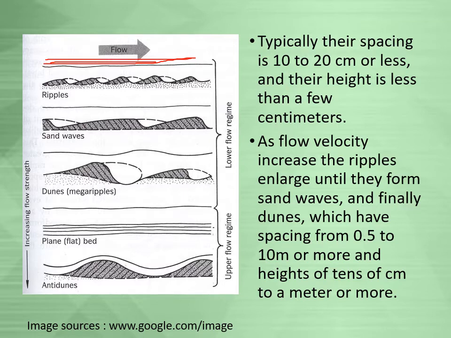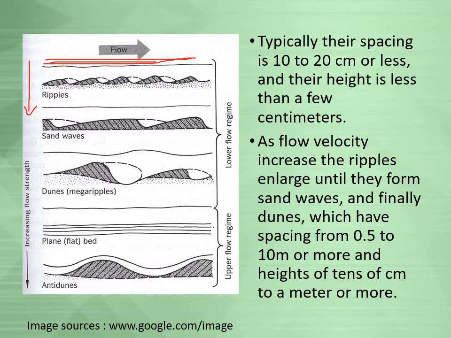As flow velocity increases, you can see in this picture that flow velocity is increasing from top to bottom. So as flow velocity increases, these ripples enlarge in size, in dimension. From ripples, they enlarge and form sand waves. These sand waves, again with increasing energy, form dunes.